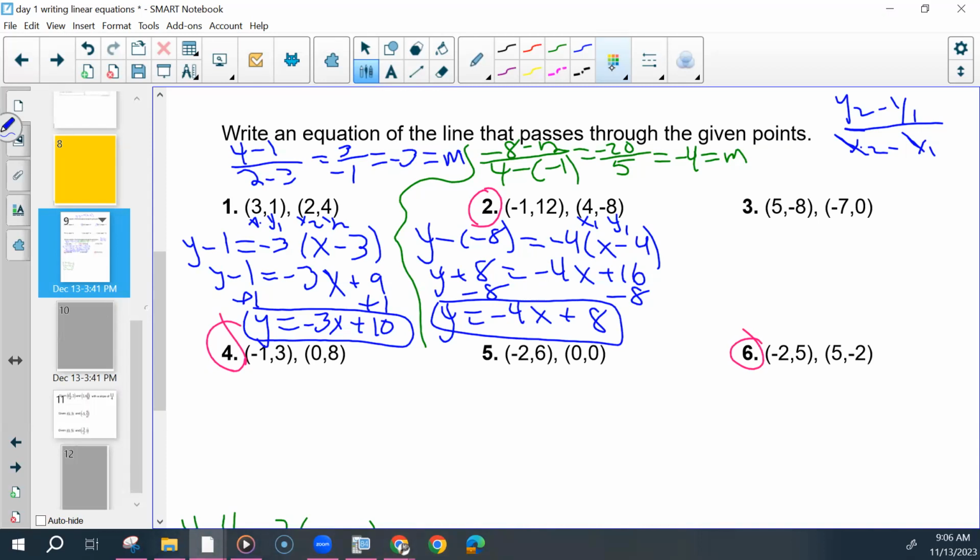Do we have any questions on this process so far? You only need to use one of the points, you do not need to do both. You do need to do the slope part, and then you just do one.